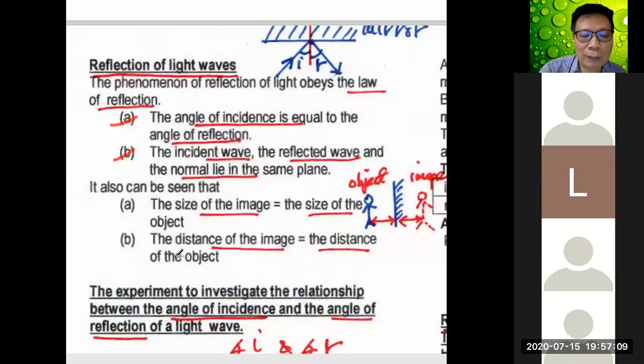Okay. Second one, the distance of the image is the same as the distance of the object. So you see the distance here, same law. The distance from the mirror to the object and the distance from the mirror to the image are the same. The distances are the same. Okay, so these two things, remember now.